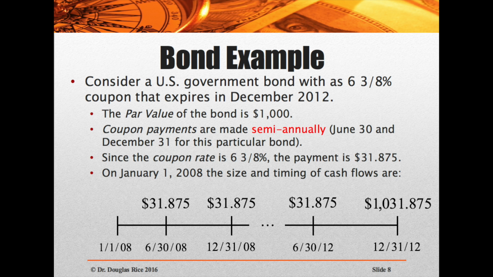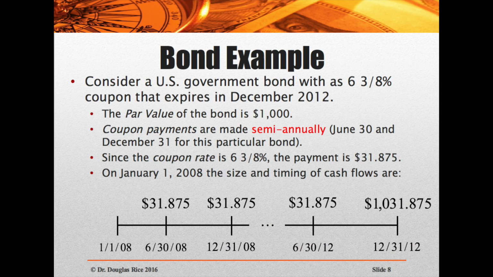The coupon rate is 6 3/8, as we said, and the payment is $31.875. We will explain $31.875 in 2 slides, I think, but I'll explain that to you in a second. And you can see the timeline here. The timeline starts January 1st, 2008, and it pays $31.875 every 6 months until we get to December 31st, 2012, in which case it gives you your final interest payment and your $1,000 back. So it's $31.875 for 9 payments. The 10th payment is your money back plus the last interest payment.